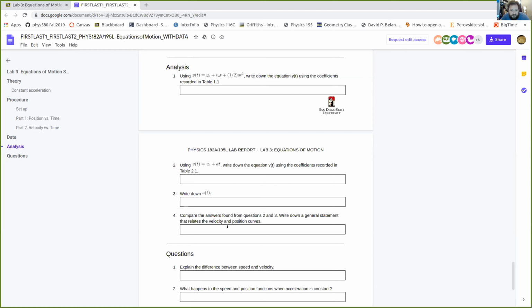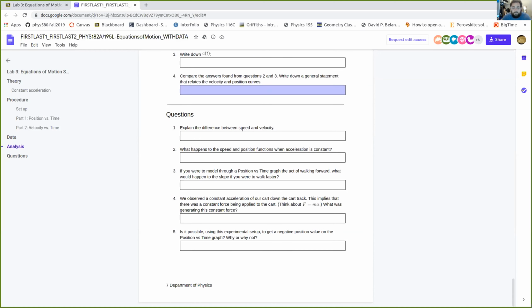Compare the answers found from questions 2 and 3. Write down a general statement that relates to velocity and position curves. What is a mathematical operation that relates the position and velocity curves? Well, earlier I was saying that the slope of your position curve is your velocity. I was saying the instantaneous rate of change of your position is your velocity, which basically says that the derivative of your position is your velocity, right? That's kind of what I want you to say here. I want you to explain that.